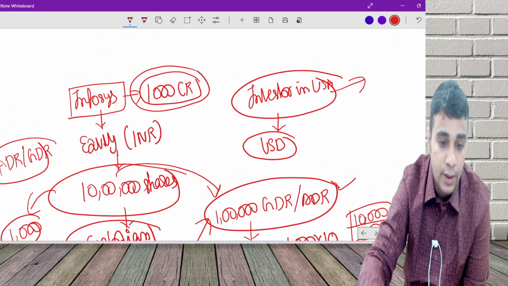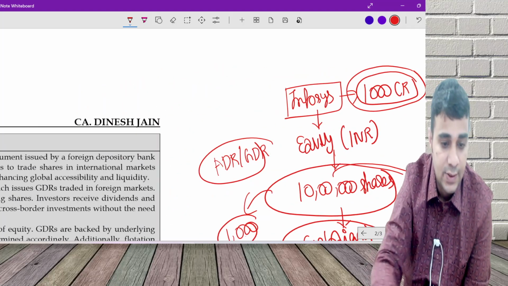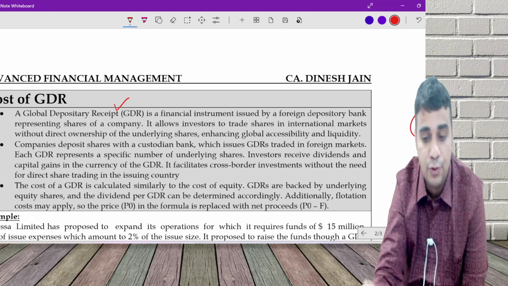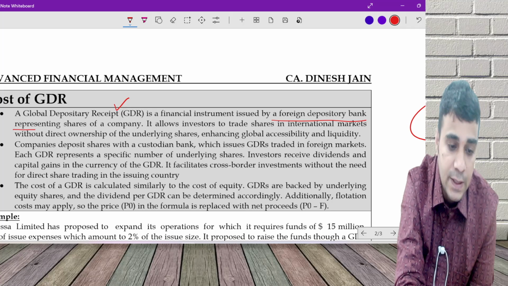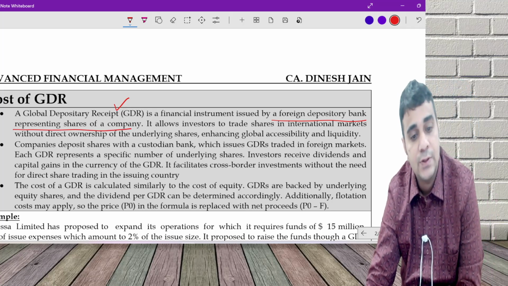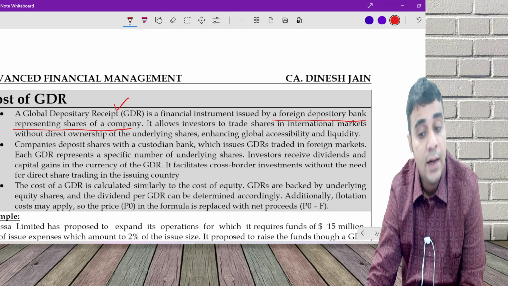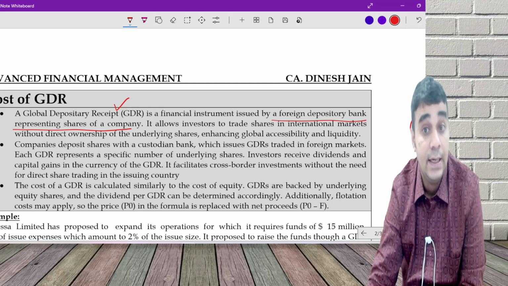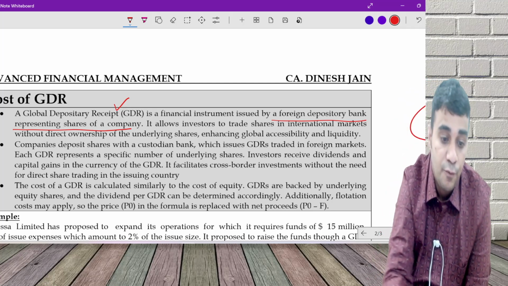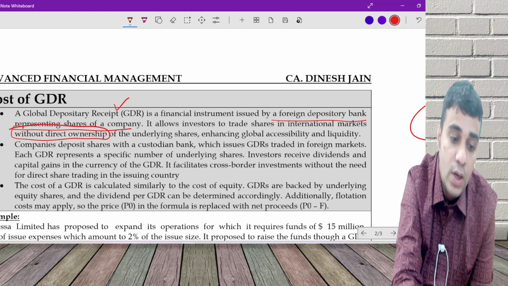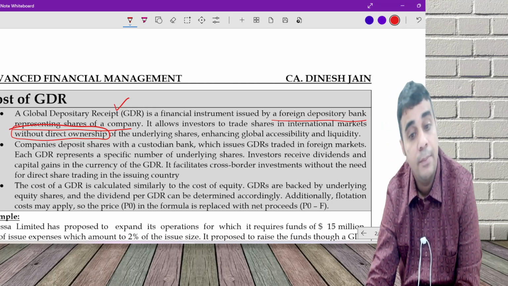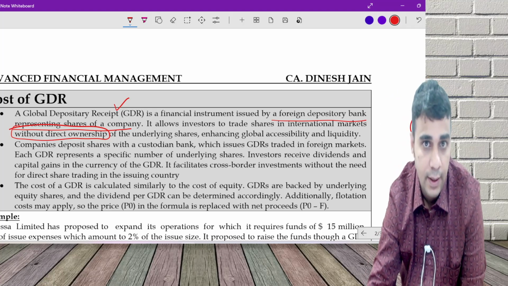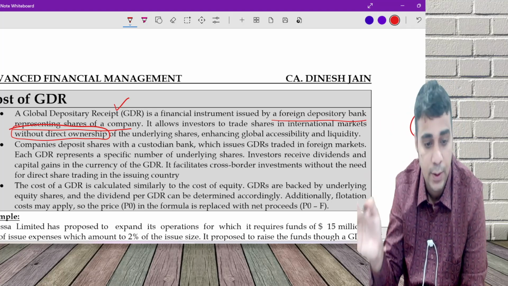Again, the concept one more time. Infosys is in need of funds, or let's read it here. A global depository receipt is a financial instrument issued by a foreign depository bank representing shares of a company like Infosys. It allows investors to trade shares in international market without direct ownership of the share. I don't hold shares, but I hold GDR. Why should I do global trade? I want trade to happen in USA, in UK.